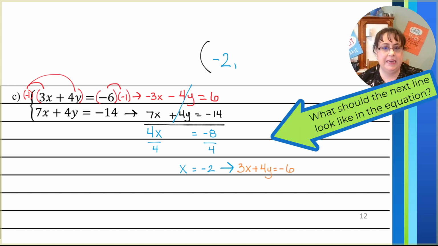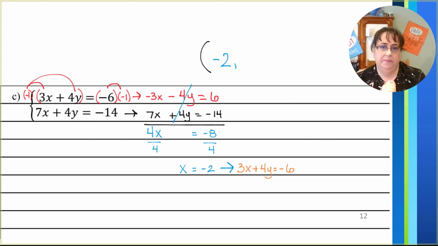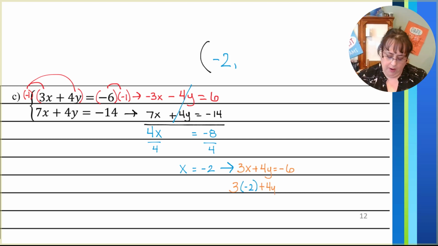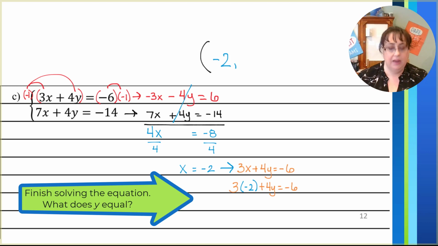So every time I see an x, what am I going to put in its place? I want you guys to pop over, put that in the answer. What am I going to put in place of the x? That's right. I'm going to put -2 in place of the x. So 3 times -2 plus 4y equals -6. Go ahead and finish solving this and then come on back.